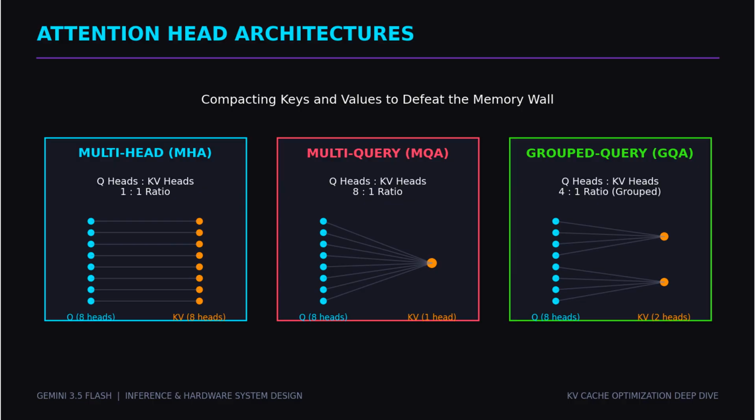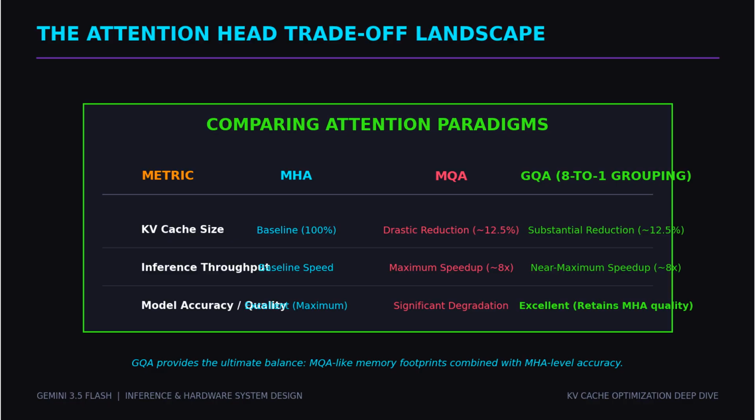To alleviate this memory pressure, researchers looked at attention head architecture. Standard multi-head attention, or MHA, assigns a unique key and value head to every query head. To compress this, multi-query attention, or MQA, uses a single key and value head shared across all query heads. While this reduces the cache size by up to 8 times, it can degrade model accuracy because of the drastic loss in capacity. The elegant middle ground is group query attention, or GQA.